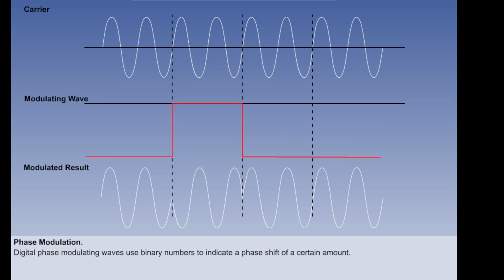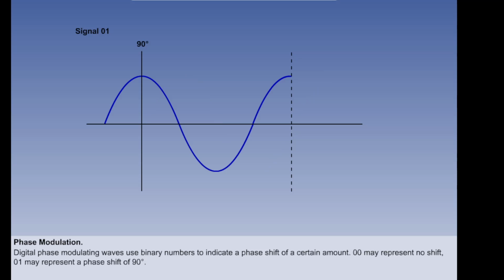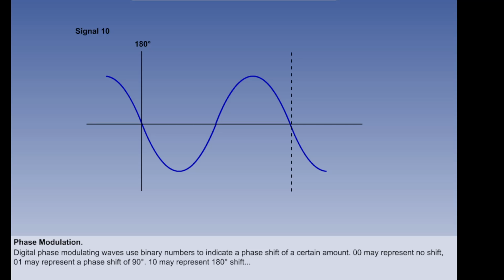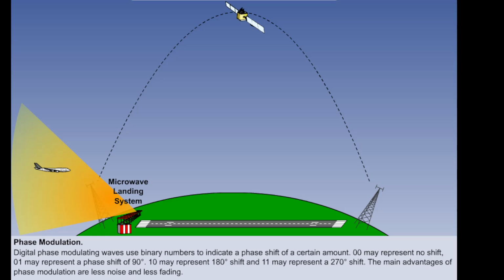Digital phase modulation, also known as phase shift keying, uses binary numbers as the modulating signal, namely 00, 01, 10, 11. These represent a phase shift in the carrier signal. For example, 00 may represent no shift, 01 a 90 degrees shift, 10 may represent a 180 degrees shift, and 11 may represent a 270 degree shift. Among the advantages of phase modulation are superior noise and interference rejection and enhanced immunity to signal fading. It is used in microwave landing systems and GPS.